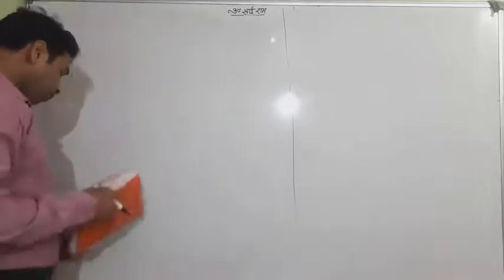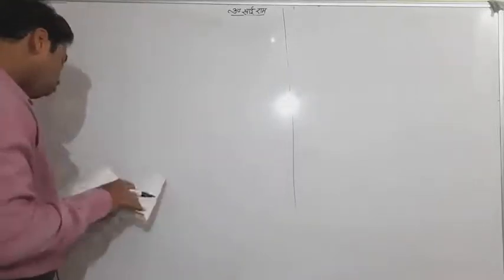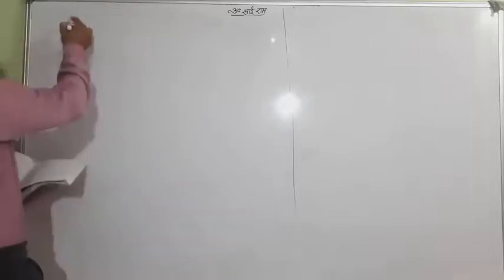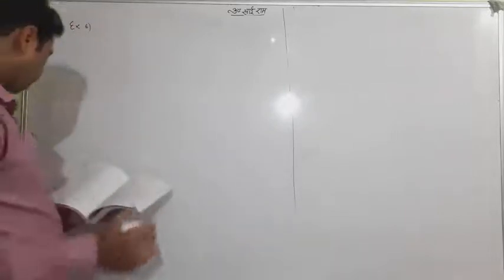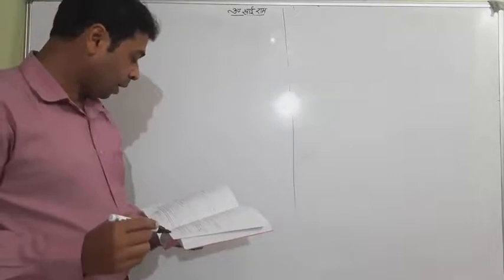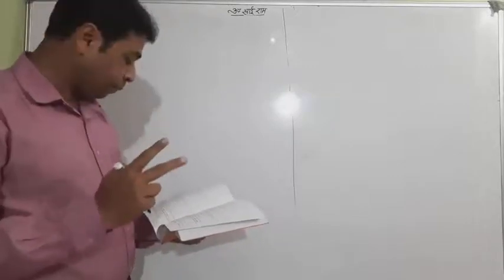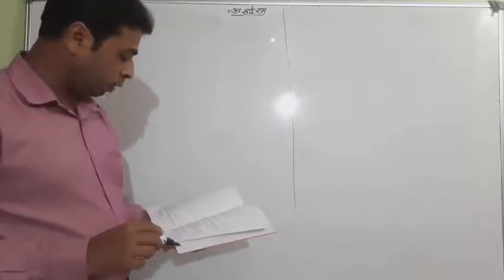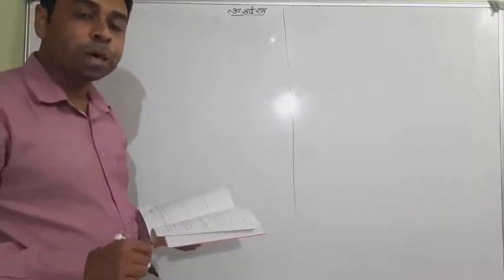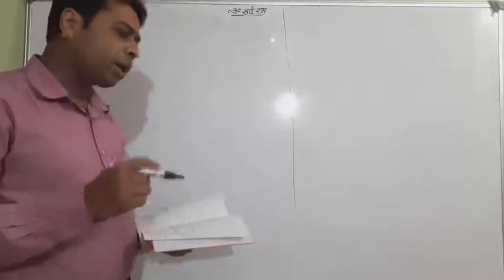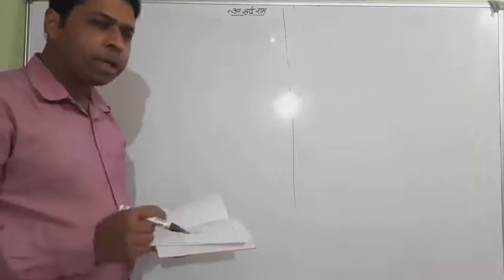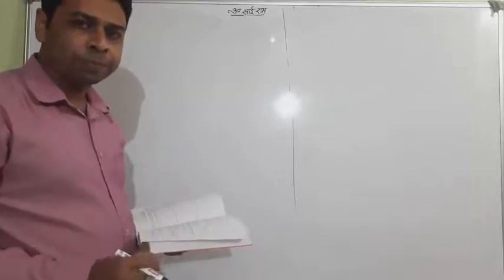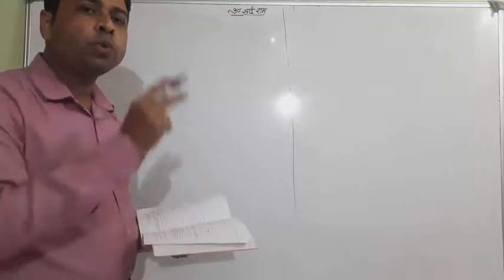Our question is example number 6. And what does the question say? The sum of n terms of 2 APs are in ratio 3n plus 8 is to 7n plus 15. Find the ratio of their 12th terms. The question is very good, but as I remember, this was also in class 10th. It is talking about two different APs.